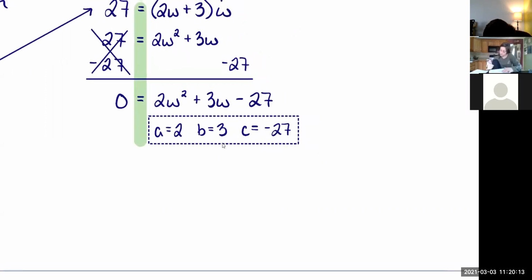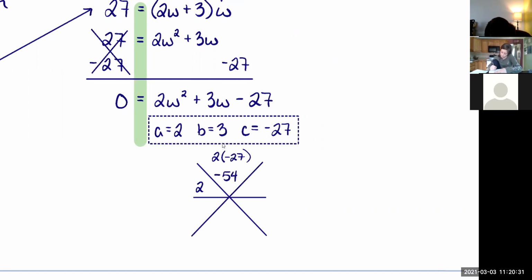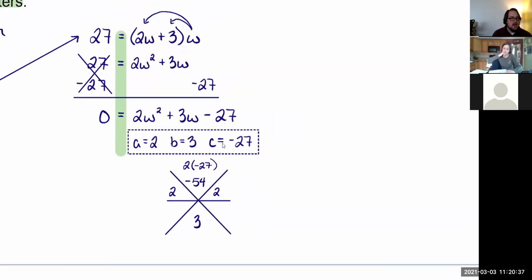So if I use the asterisk here, I'm going to have A times C on top. So 2 times a negative 27, which I believe is a negative 54. A on either side is a 2. B on the bottom is a 3. I need 2 factors of negative 54 that also add to equal 3.